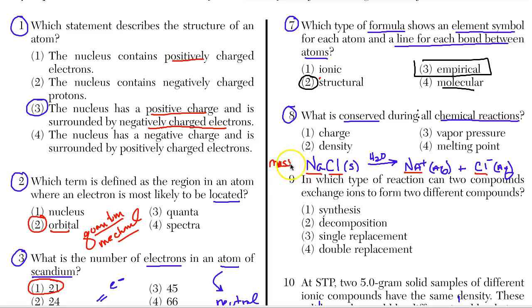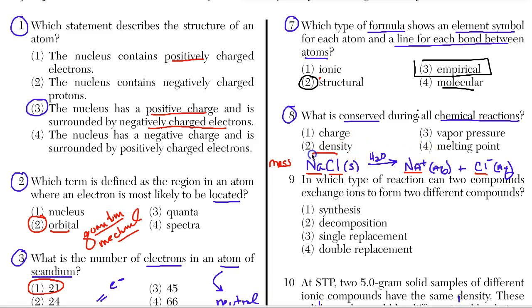We write the energy, it's an endothermic reaction, so it'd be on the reactant side, but it doesn't really matter. That energy is not created out of the blue, it's converted from one form to the other. So energy and mass are both conserved. Now, what people forget is that charge is also conserved.